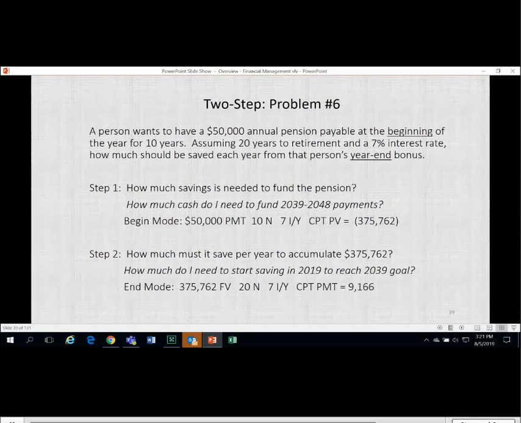$375,762 sitting there. And then I will immediately take $50,000 out for my first year's pension. And when I get down to January 1, 2048, I'm going to have exactly $50,000 in that account. I'm going to pull it out for my 2048 pension payment, and I'll have zero left in my savings account. So with all of these two-step problems, just think that step one is inevitably out in the future, establishing a financial goal in the future. Step two is coming back to the present and figuring out how I hit that future financial goal.